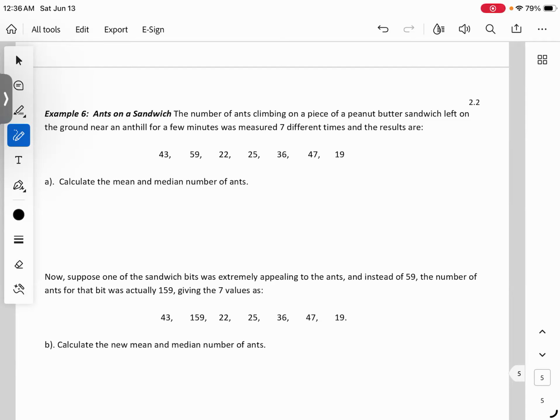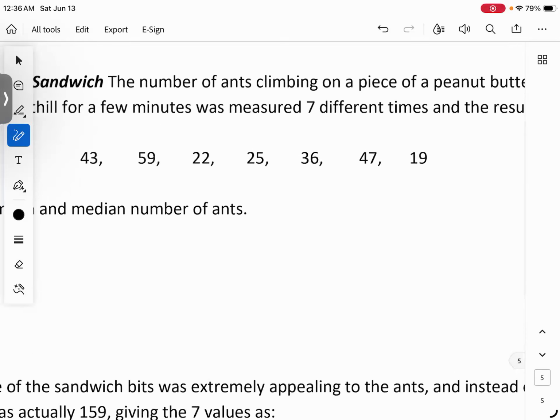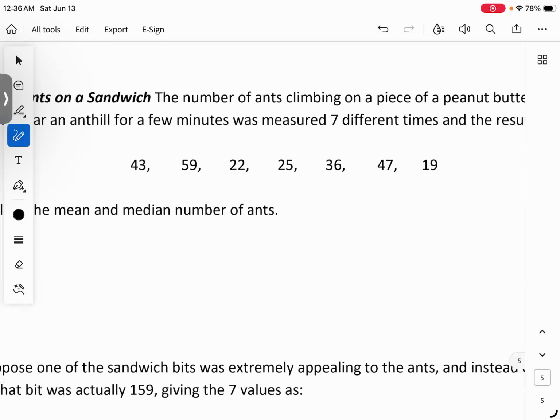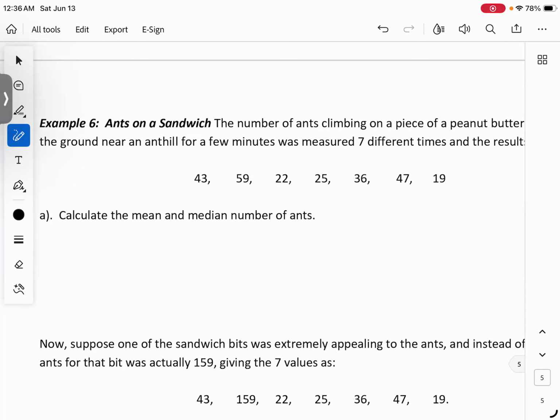This was a study about ants. There was a sandwich, and a certain number of ants would go and attack the food, and they did it one, two, three, four, five, six, 7 times. So let's calculate the average number of ants that were attacking these sandwiches. We'll do the mean. And again, if you want to pause the video and try this for yourself, just add up all 7 numbers and divide by 7. If you get a decimal, just keep one decimal place.